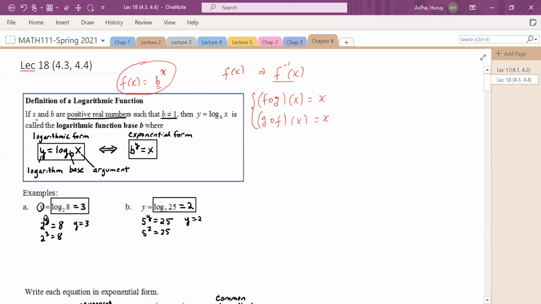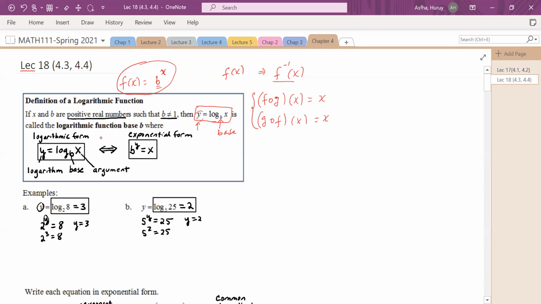Okay, so going to the formal definition of these logarithmic functions, let's say we have x and b, where both of them are positive real numbers, and b is different from 1. Then this equation of two variables, y equals log x to the base b, is called the logarithmic function of base b. So b is called the base, and x is called the argument, okay? And then y is the logarithm. So this is what we call the logarithmic functions.